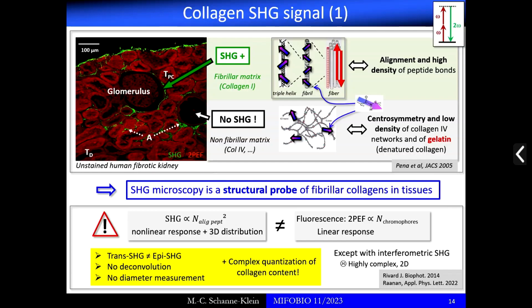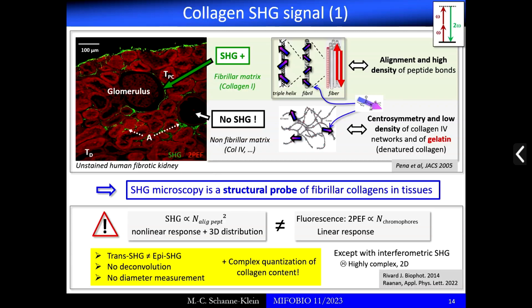So what does it mean? It means first that's one of the reasons why the signal in the forward direction and in the backward direction are not the same, and it may give some information about the distribution of fibers within the focal volume. What it means also is that it's not possible to do deconvolution, because deconvolution is only possible when it's a linear response, and also the diameter measurements of the fibers are usually not reliable.